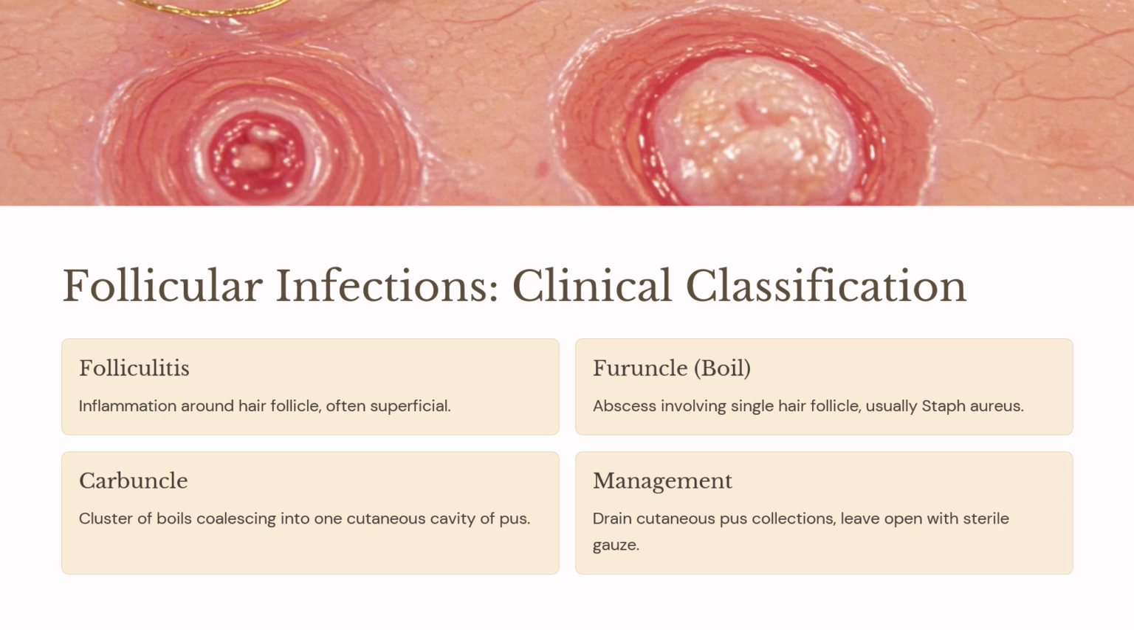So how do you manage a carbuncle or abscess in general? The main idea is whenever there is an abscess, just mere drainage of the abscess will help to cure it. So drain the cutaneous pus collections, and it is advised to leave that area open with a sterile gauze, such that the gauze has been stuffed into that area, and pulling it out slowly every day will help to treat the infection.